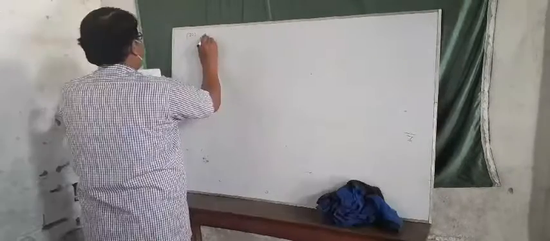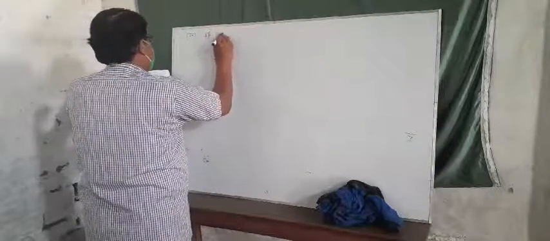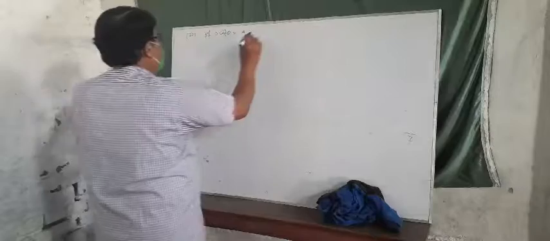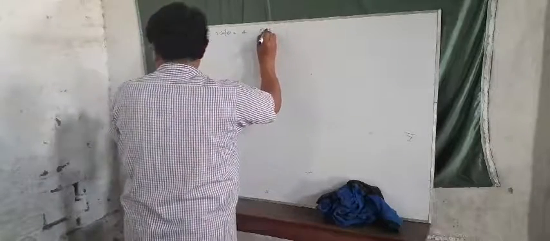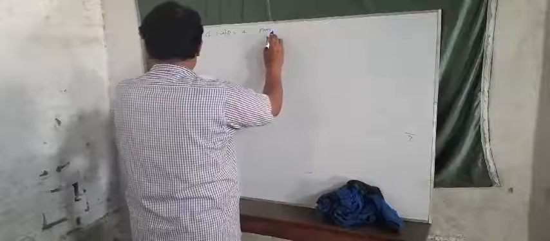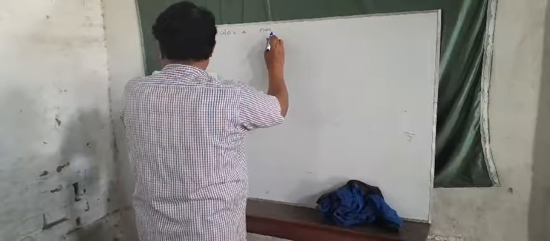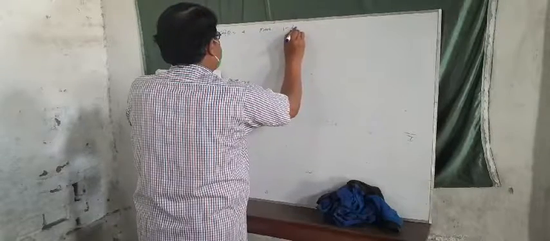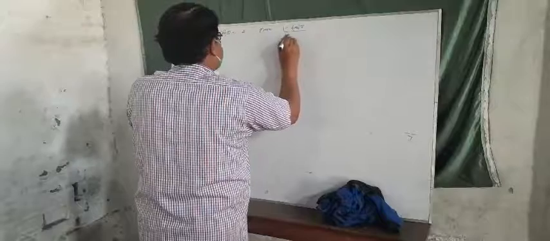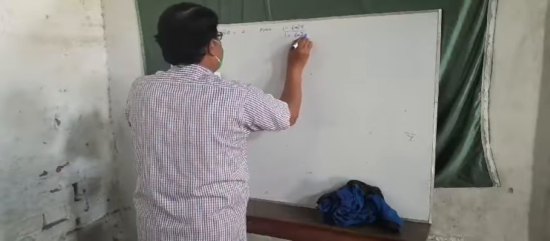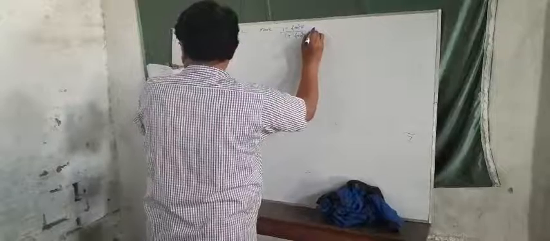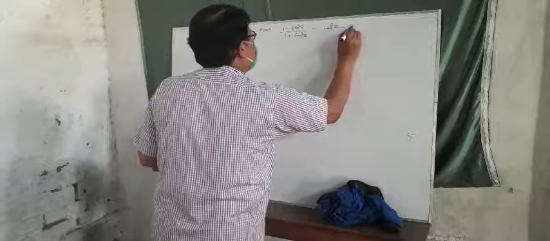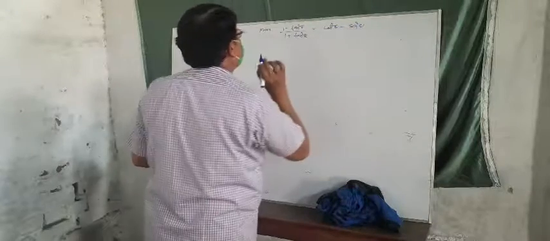Okay. If 3 cot theta is 4, prove that 3 cot theta is equal to 4. Prove that 1 minus tan square theta upon 1 plus tan square theta is equal to cos square theta minus sin square theta.